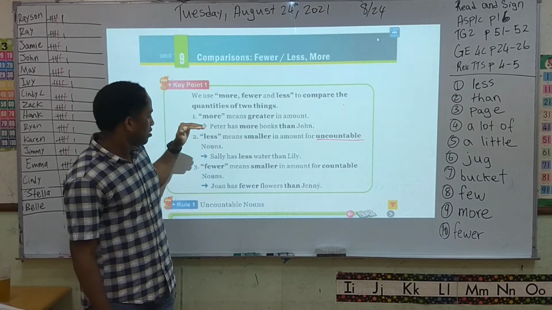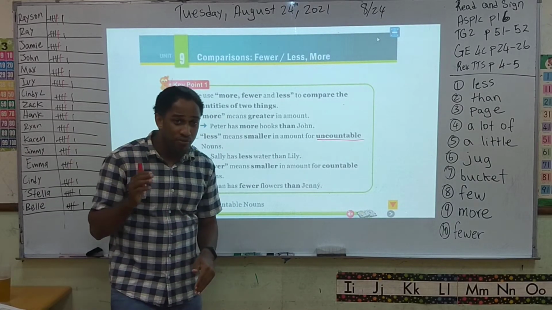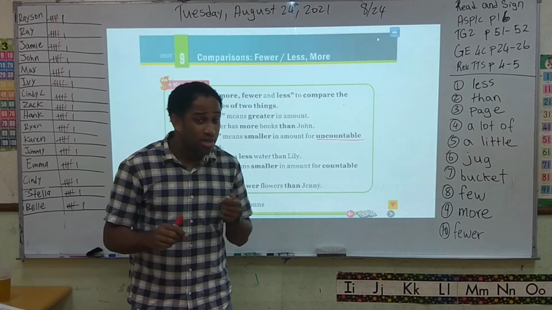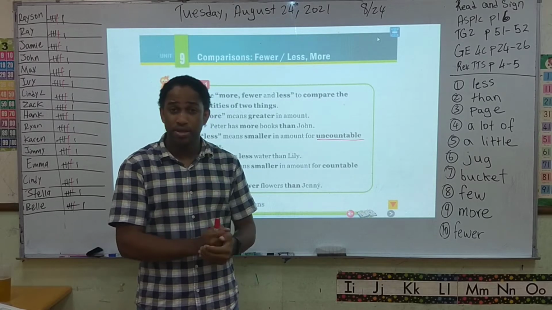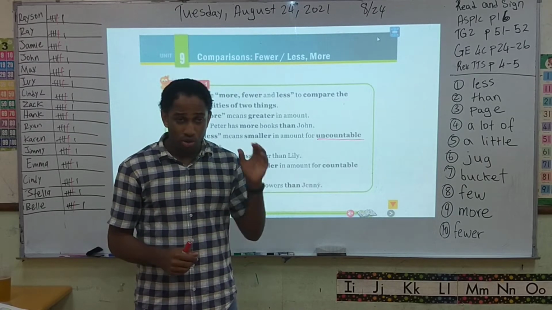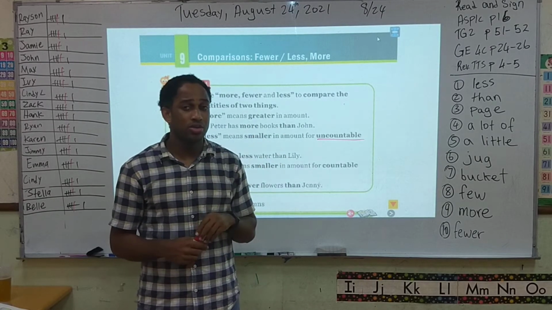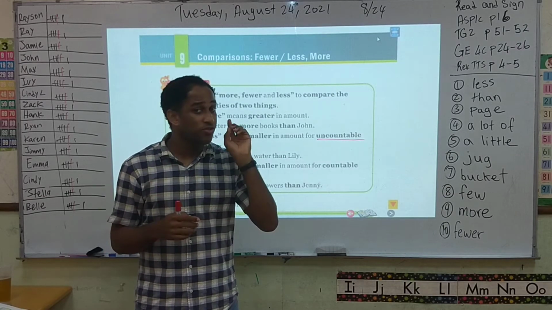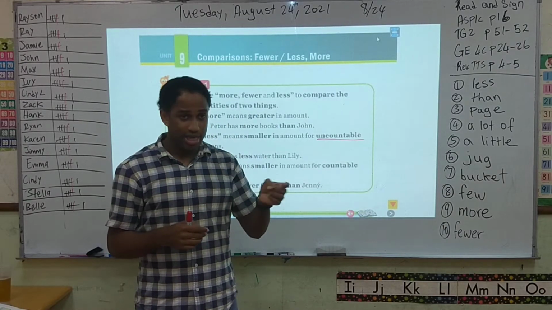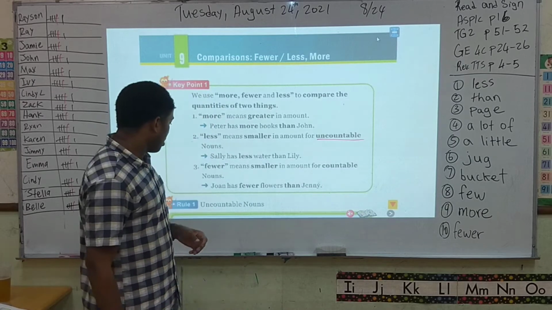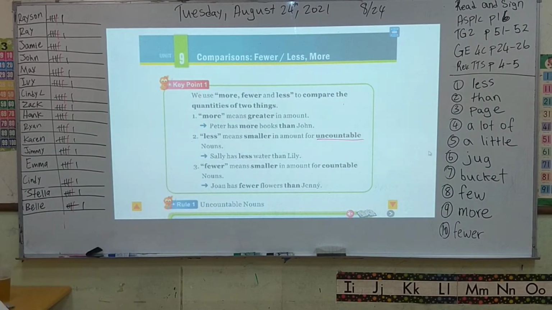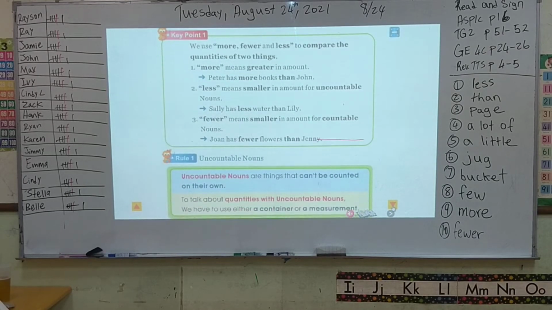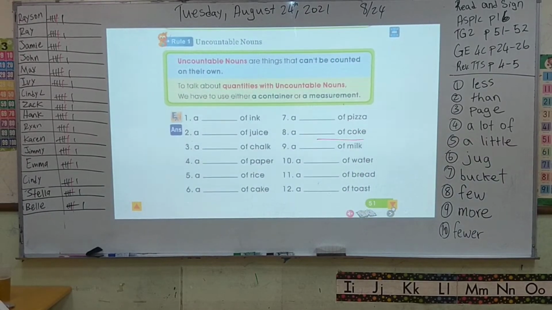For uncountable nouns we use less. More is used for both countable and uncountable. Remember this. More is used for both countable and uncountable. Fewer is used for countable. Less is used for uncountable. Now let us go to uncountable nouns. Good. So now we're going to do rule number 1.